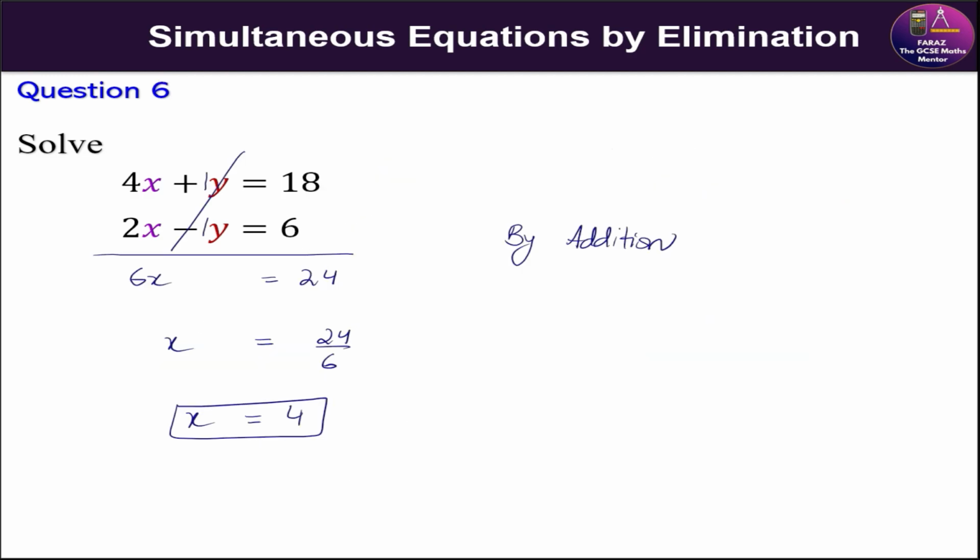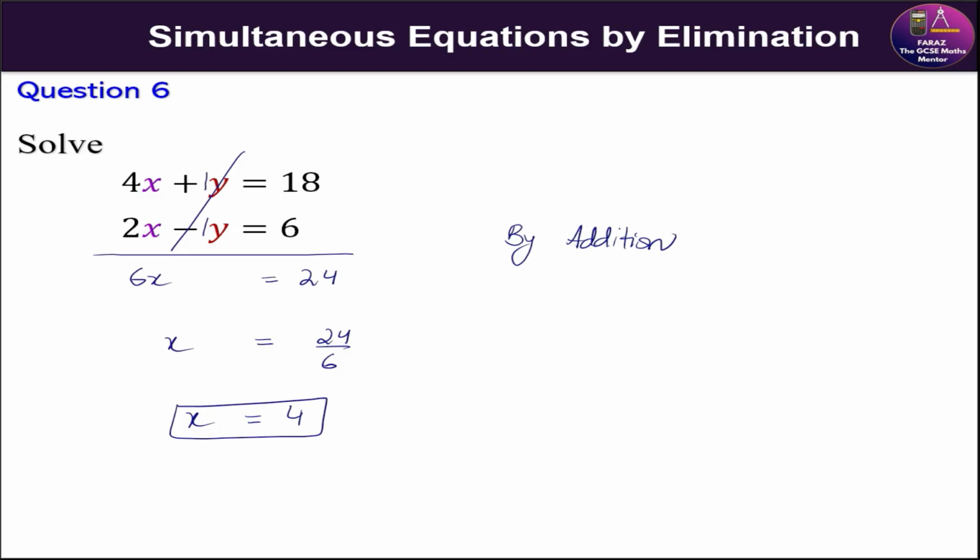But here we are seeing that it is plus 1y minus 1y, so we can cancel it without doing the subtraction. It means we are doing addition. That's why we have to add 4x and 2x, which means 6x. 18 plus 6 is 24, and therefore x equals 24 over 6, which means x equals 4.